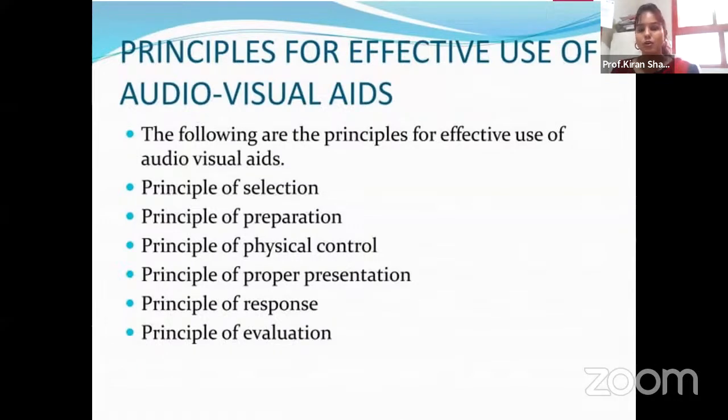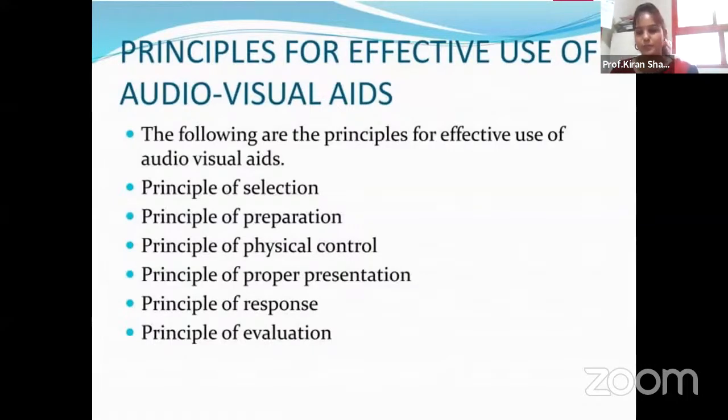Principle of physical control. The arrangement of the AVAs should be safe, to facilitate their lending to the teachers. It should not be like you have kept one AVA here and one there, and then you are wondering which one you need to show. It should not be in a haphazard manner. There should be a proper placing of the AVAs.